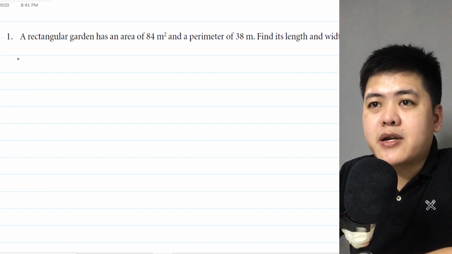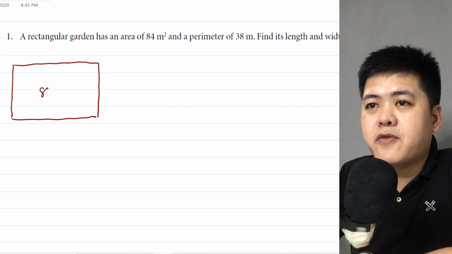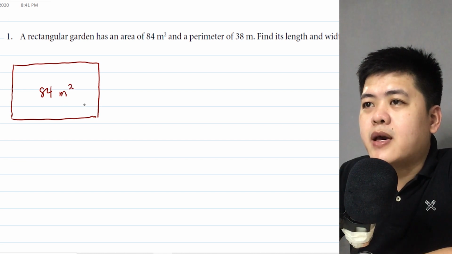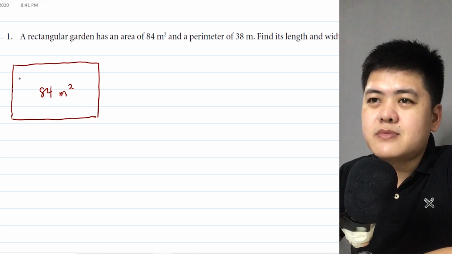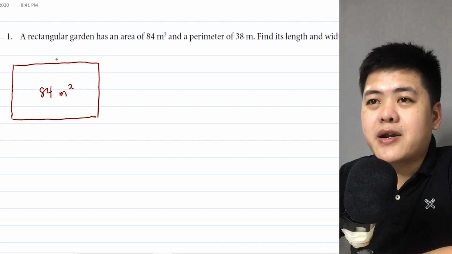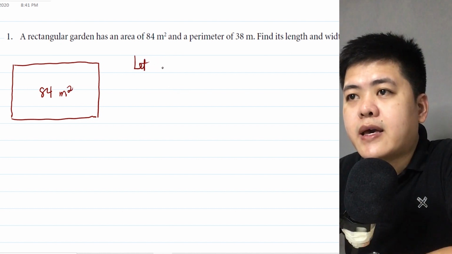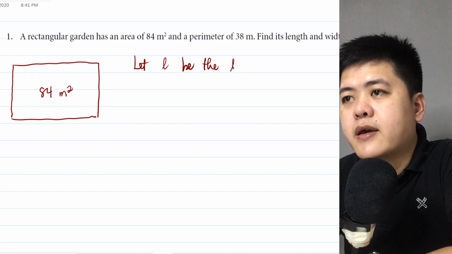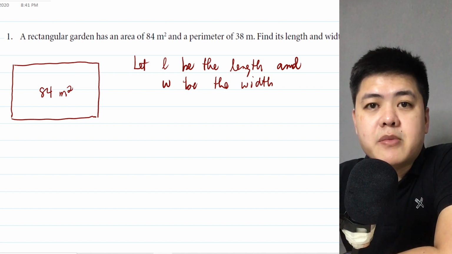So we have a rectangular garden and it has an area of 84 square meters. Tapos yung perimeter niya ay 38 meters. We don't know the length and the width of the rectangular garden. So, let L be the length and W be the width.